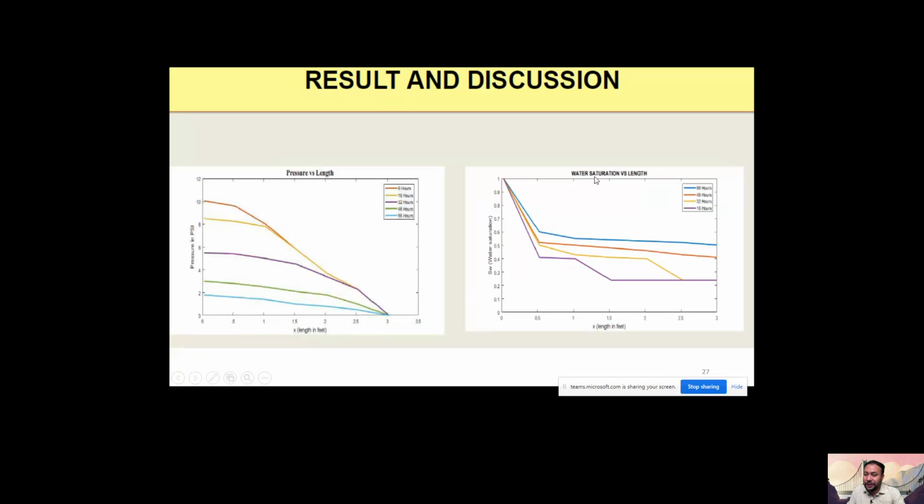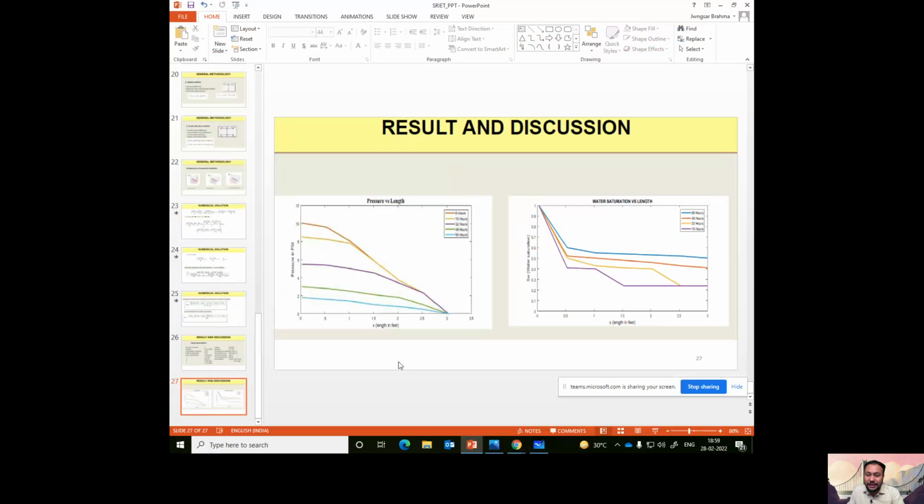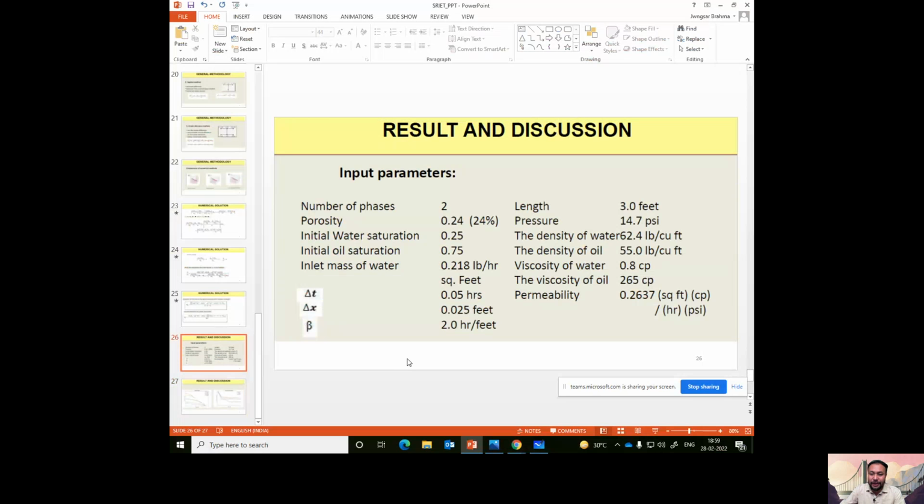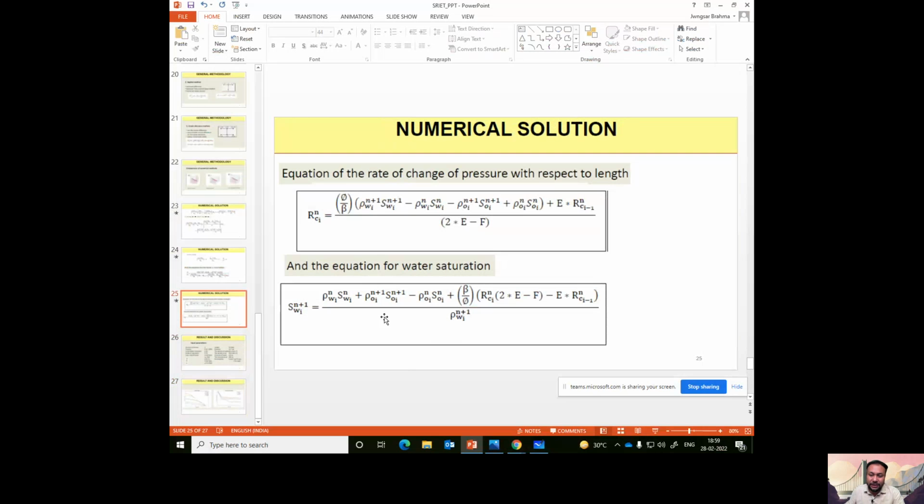Same thing in the case of water saturations, right? 96 hours, 48 hours, 32 hours, and 16 hours. So we can get the water saturations. Where is it coming from? The water saturation is coming from the second equation, and the pressure is coming from the first equation.